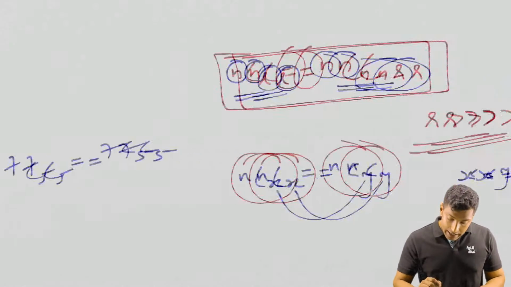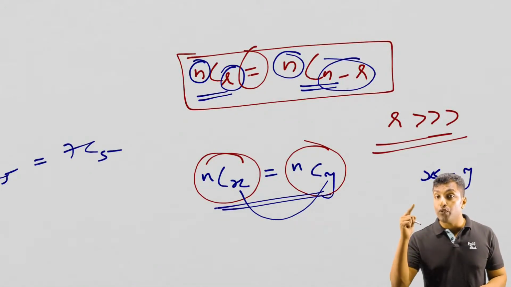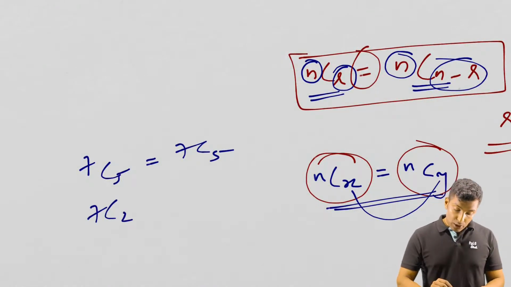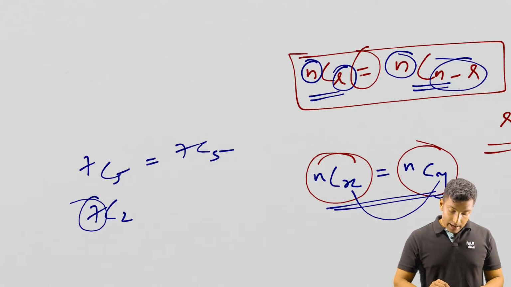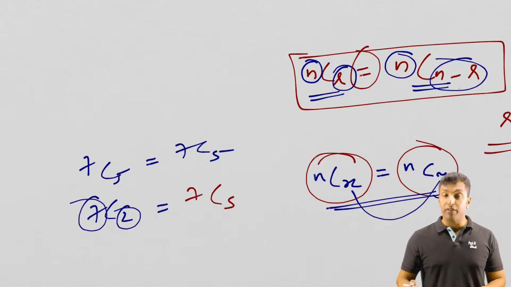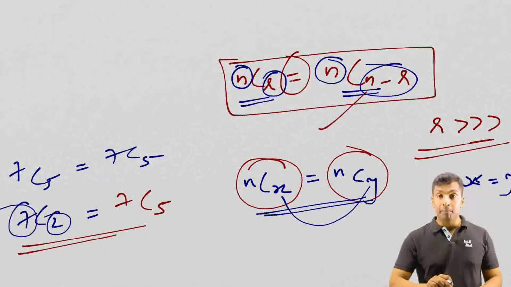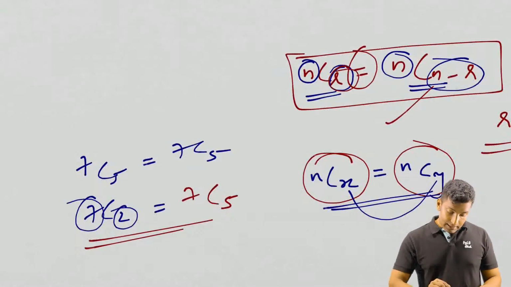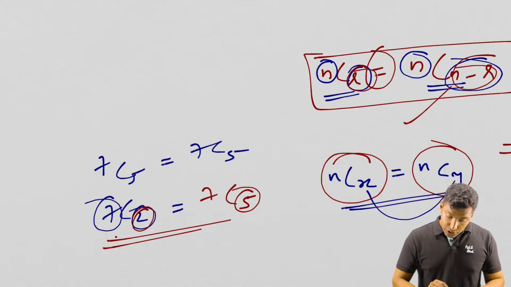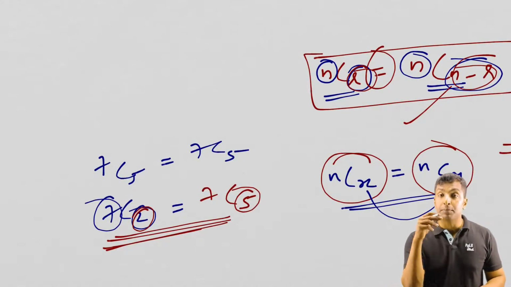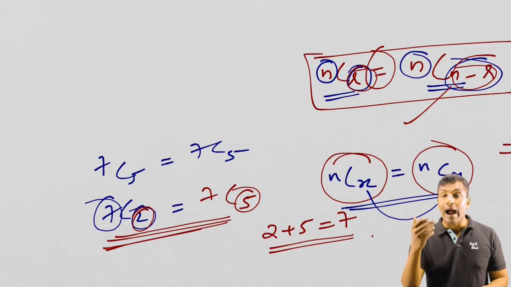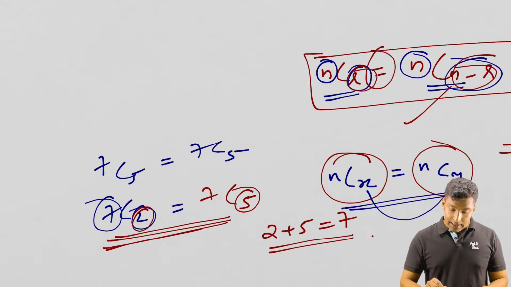But in that case, how can it be the same? Can it be the same? In those cases where x and y are not equal, let me take one example. 7C2. Here n is 7 and x is 2, and if y is 5, and I write 7C5, these two are equal as per this formula. Why? Because here this is r, and here it is n minus r, so this n minus r is 5. So here also it is equal. Why? Because if you add the subscripts, that is 2 plus 5, you get the superscript. So whenever you add the subscripts and get the superscript, these two will be equal.